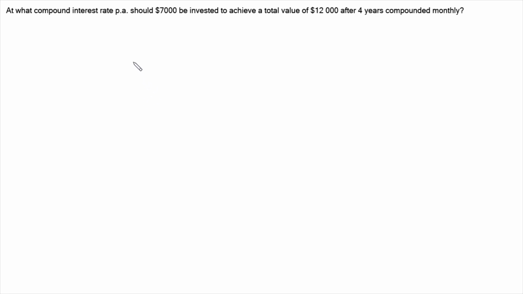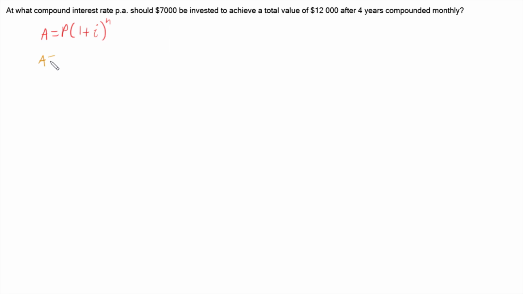Hi, in this video I'm looking at this question where we're after what interest rate per annum should $7,000 be invested so that we can achieve $12,000 as a final value after 4 years if it's compounding monthly. Because we're compounding, we need our compound interest rule: A equals P times (1 plus i) to the n. And we will obtain all these values from our question and see what we've got.